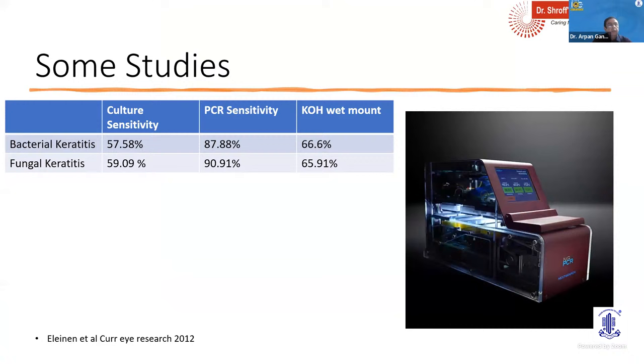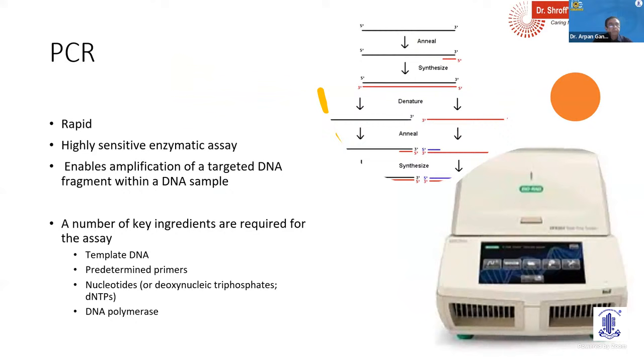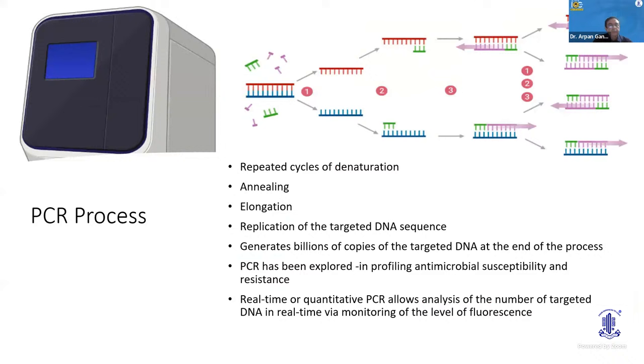Studies of PCR and culture and KOH have shown different sensitivities, which Dr. Savitri also highlighted. A little bit basic about PCR. It's a rapid, highly sensitive enzymatic assay. It enables amplification of targeted DNA within a DNA sample. There are some key ingredients required: a template DNA, predetermined primers, nucleotides, and of course, the enzyme, the DNA polymerase. There are repeated cycles of denaturation, annealing, elongation, with replication of the targeted DNA sequence, generating billions of copies of the targeted DNA, which are read out.